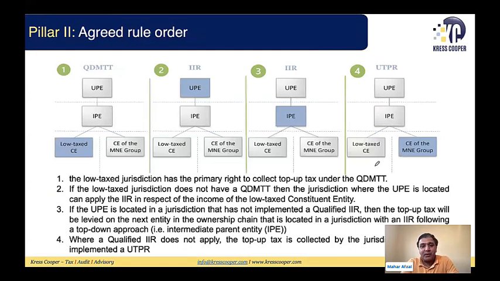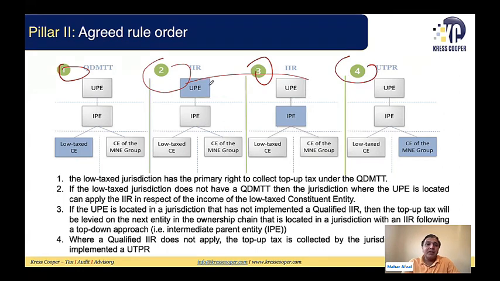First of all, we need to apply the QDMTT, qualified domestic top-up tax. Then we need to apply the subject to tax rule. Then we need to apply the IIR, and then we need to apply the UTPR. This is the slide that I took from the OECD presentation. They said, first of all, we need to apply this, then this, then the multiple IIR, the UTPR.